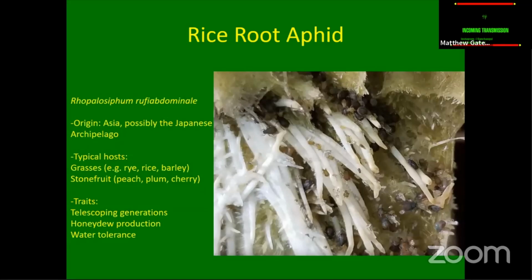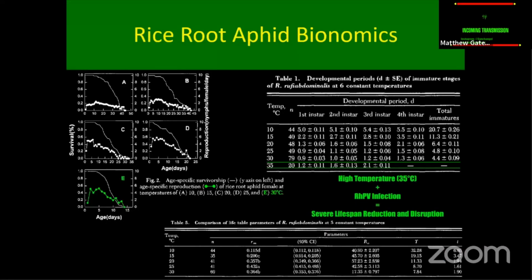And rice root aphids are somewhat water tolerant. I definitely see them in hydroponic setups especially well, and I have seen them in a couple of aquaponic setups as well, specifically deep water culture. Just some bionomic information. You can find this on my rice root aphid pest primer video on YouTube.